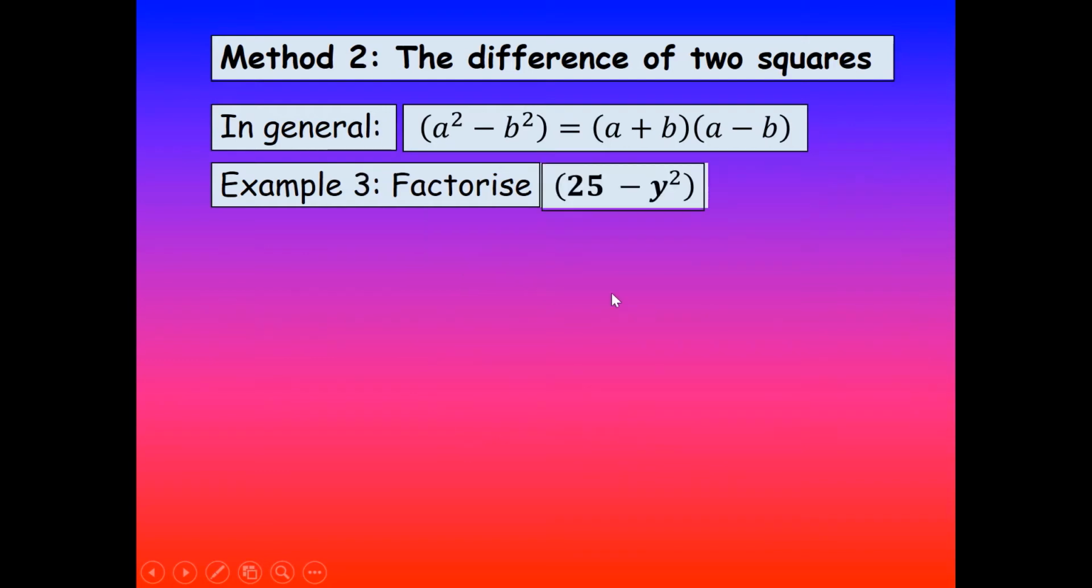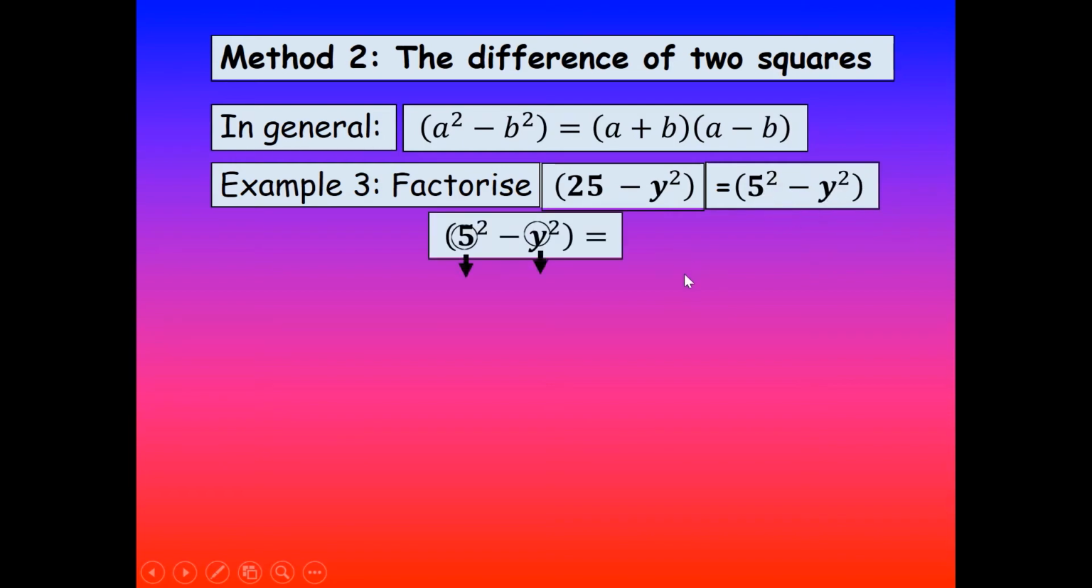So next question says factorize 25 minus y squared. So in this case it's a binomial. Binomial means two terms are there, and if there is a minus, then you should pause and think, can you use a difference of two squares? Of course yes, because 25 can be written as 5 squared, and we already have y squared. So this is difference of two squares. Now 5 is your a value and y is your b value. Then you just substitute that in the general form a plus b into a minus b, and your final answer is 5 plus y, 5 minus y.